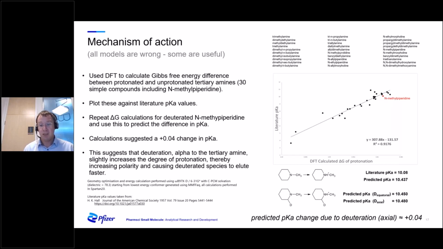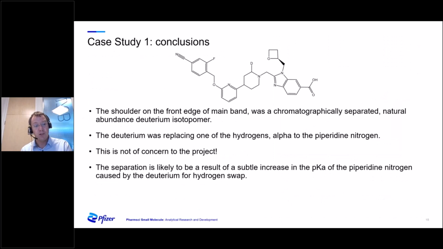Now, this isn't a big change in pKa, but we think it's big enough to describe the very small change in the separation behavior. So the conclusions of this study were that there's a shoulder on the front edge of the main band, which was chromatographically separated, was a natural abundance deuterium isotopomer.